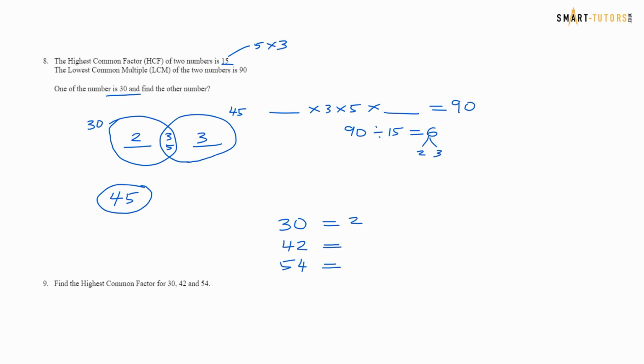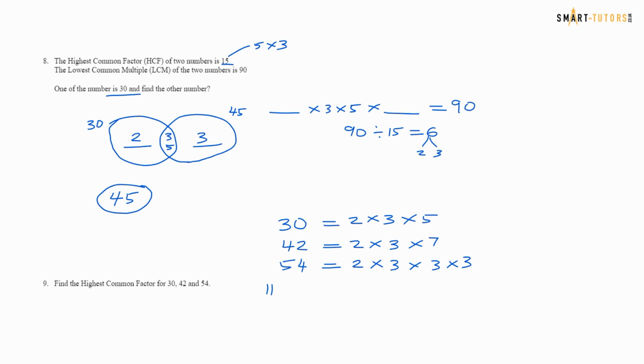2 times 3 times 5 gives the prime factors for 30. 2 times 3 times 7, since 2 times 3 is 6 and 6 times 7 is 42. And 2 times 3 times 3 times 3, since 2 times 27 is 54.